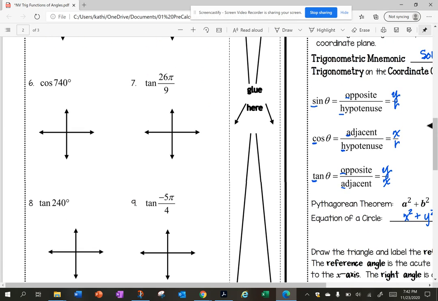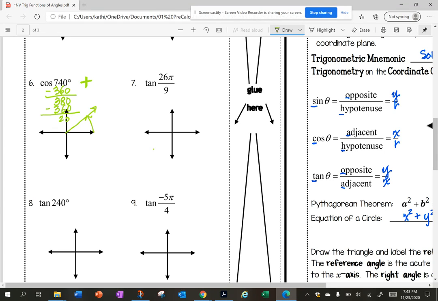For 740 degrees, I'm going to find a coterminal angle that's in a single rotation. So I'm going to subtract out 360, and I get 380 degrees. I am still more than 360, so I'm going to subtract out another rotation. So I'm talking about 20 degrees. That puts me in the first quadrant, and I know all trig functions are positive in the first quadrant. So cosine of 740 degrees is positive.